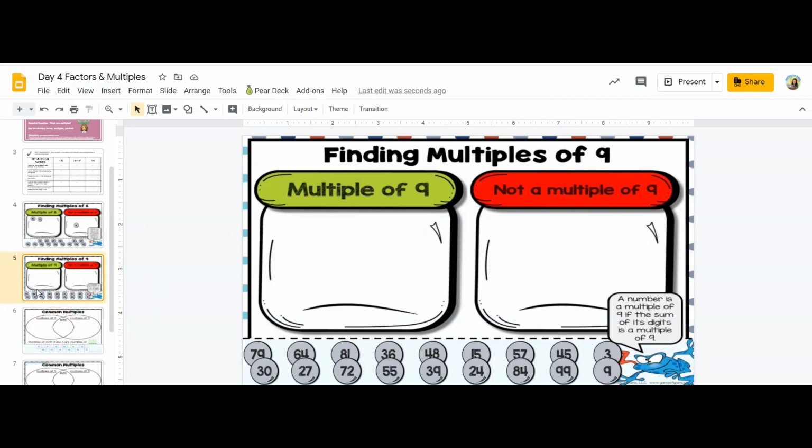Slide number 5 is identical to slide number 4, except you're dealing with multiples of 9. So remember, 9 times something equals these numbers down here. And if it's not a multiple of 9, then it goes over here.